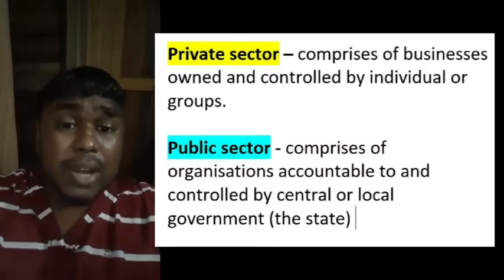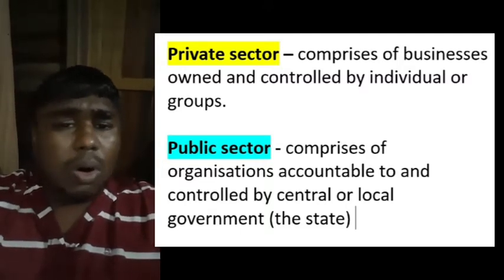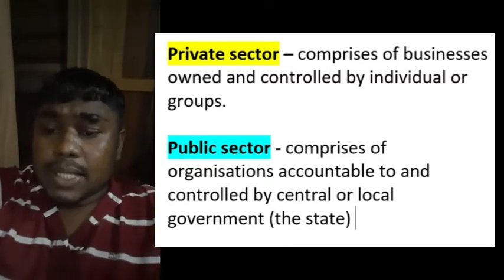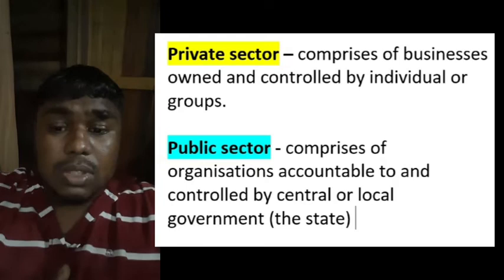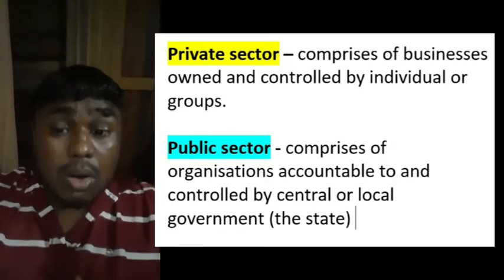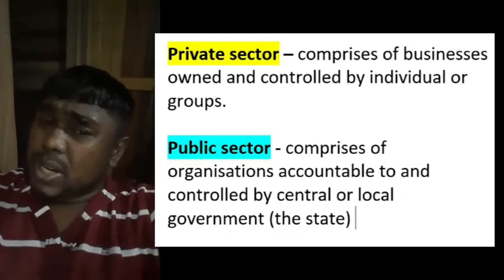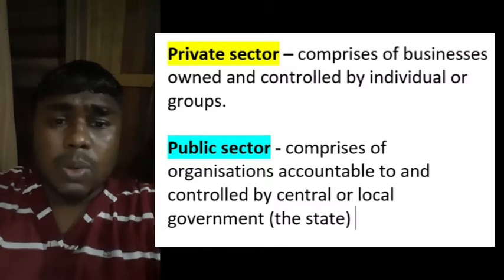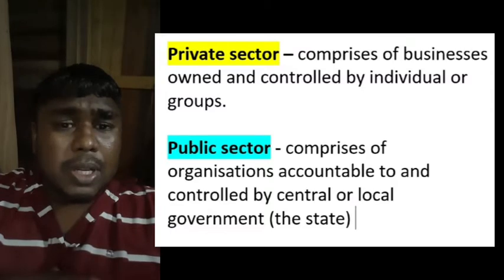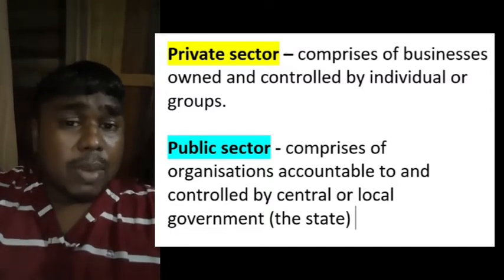So basically, the private sector is owned by private individuals or a group of individuals who have no ties with the government, and the public sectors are those organizations that are owned and controlled by the government. Some private sector examples could be restaurants or hardware stores, or the telephone company Digicel. Those companies are not owned by the government.